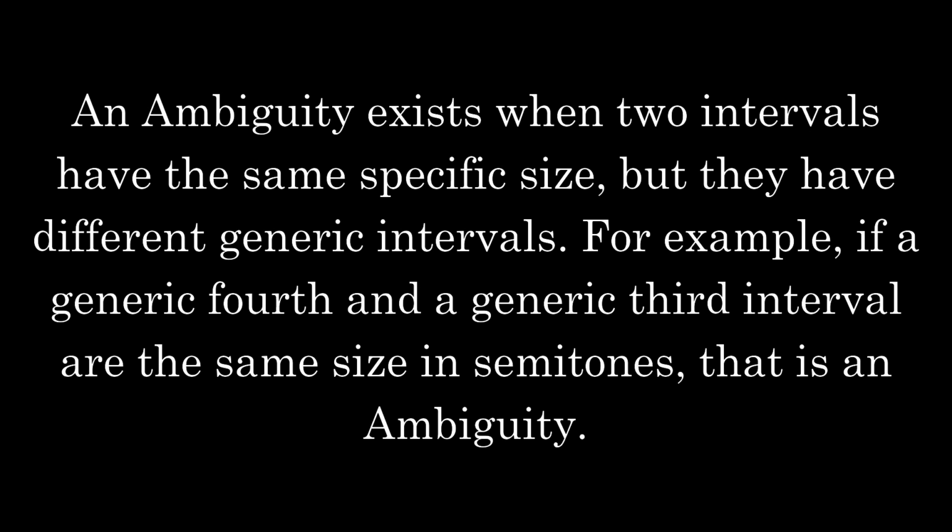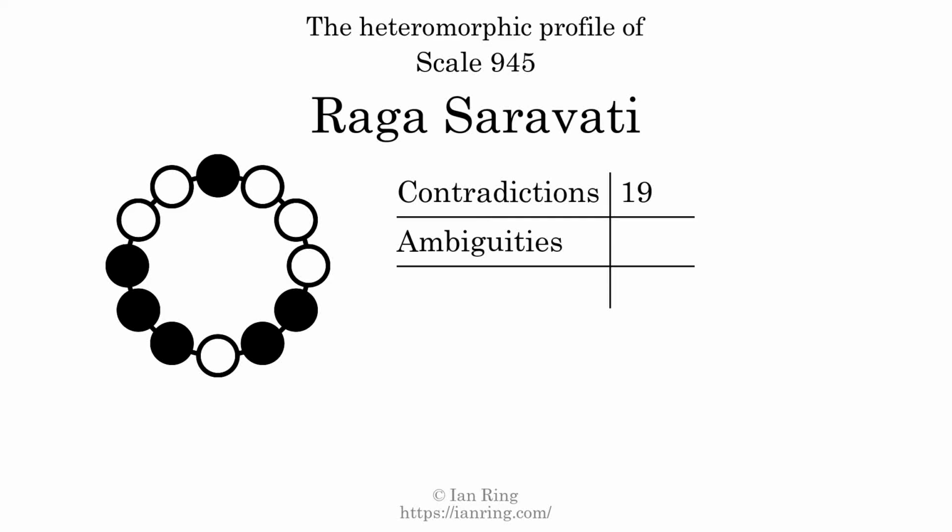An ambiguity exists when 2 intervals have the same specific size, but they have different generic intervals. For example, if a generic fourth and a generic third interval are the same size in semitones, that is an ambiguity. The number of ambiguities in this scale is 22.